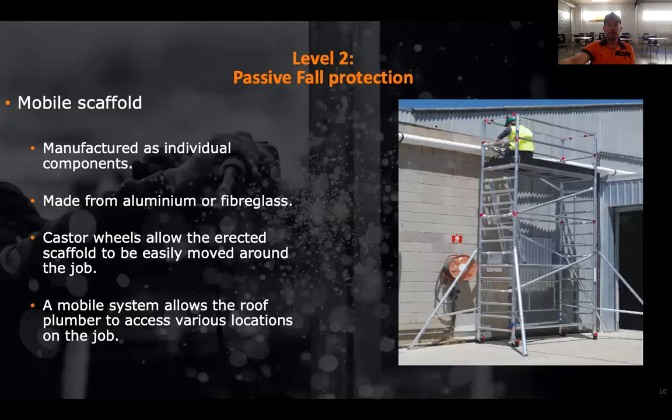There's an example there in the picture. Caster wheels must be solid. They can't be pneumatic. That way, one of the wheels can't deflate and put you out of balance when you're on the scaffold. One of the main safety points to note with a mobile scaffold is that you must not be on the platform while it's being moved. You must completely exit the scaffold before it's moved.